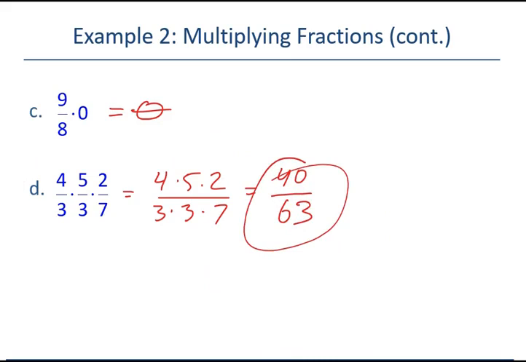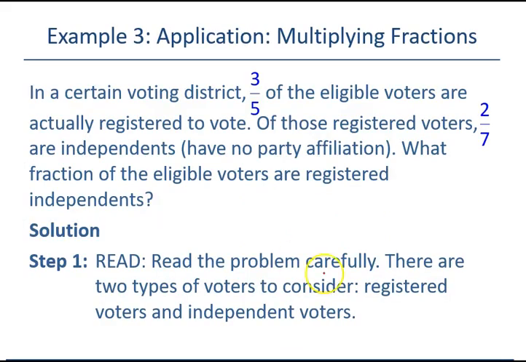Okay, let's look at an application real fast. In a certain voting district, 3/5 of the eligible voters are actually registered to vote. Of those registered voters, 2/7 are independents. They have no party affiliation. What fraction of the eligible voters are registered independents?